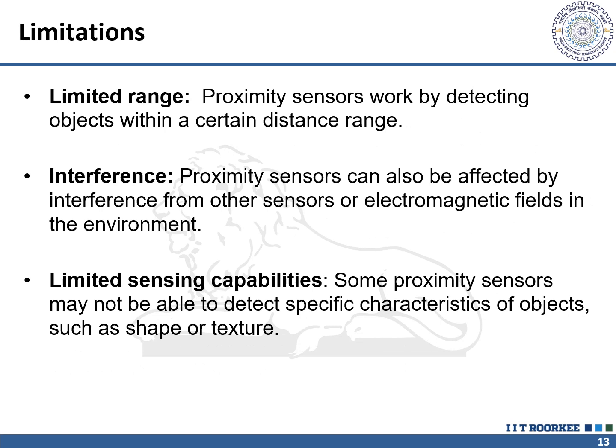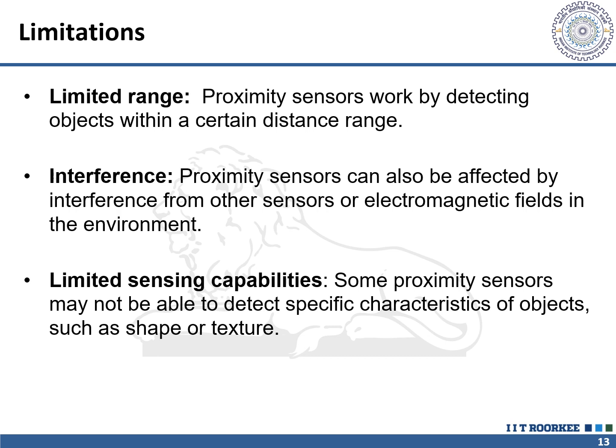Proximity sensors have certain limitations, which we are going to discuss in this slide. The first one is limited range. Proximity sensors work by detecting objects within a certain distance range, and if an object is too far away, it may not be detected by the sensor. This can be a problem in certain applications where a longer range is required.